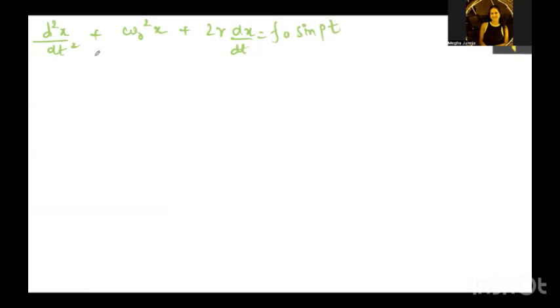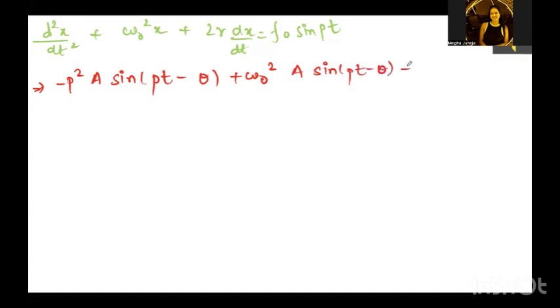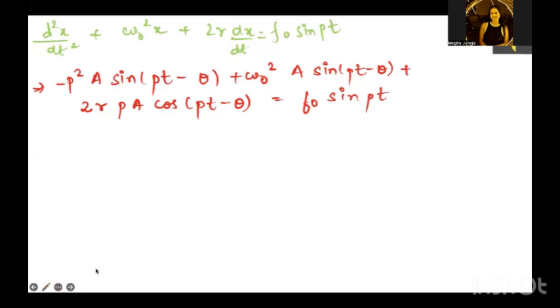We calculated the value of d square x over dt square, so this implies it will be minus p square a sin pt minus theta, plus omega naught square x, whose value is a sin pt minus theta, plus 2r, where dx over dt is pa cos pt minus theta, and this was equivalent to f naught sin pt.